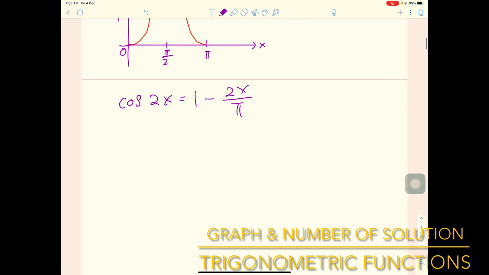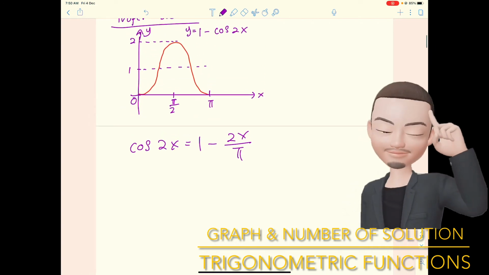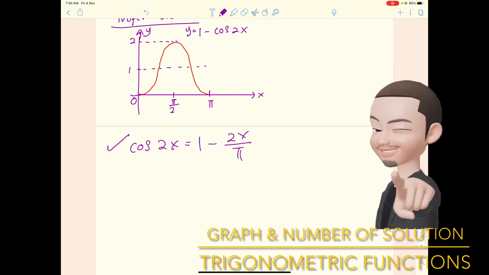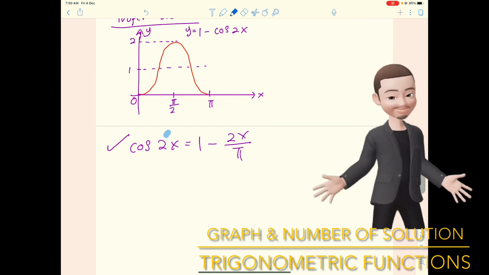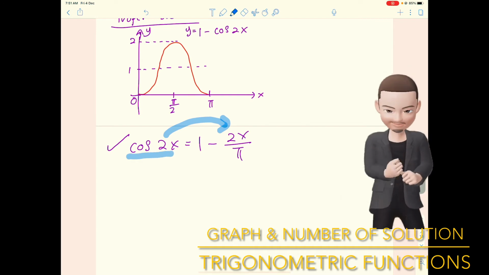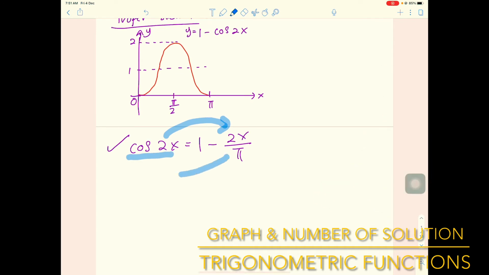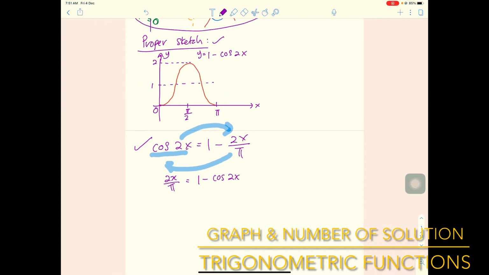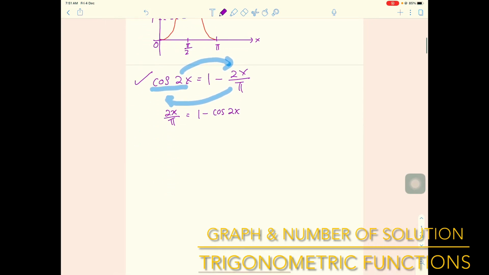So what do we do first? There is no y function in this question, so we must find it. Bring the cos 2x to the right hand side, and bring 2x over pi to the left hand side. Now it becomes 2x over pi equals 1 minus cos 2x. As you know, 1 minus cos 2x equals y. Therefore y equals 2x over pi.